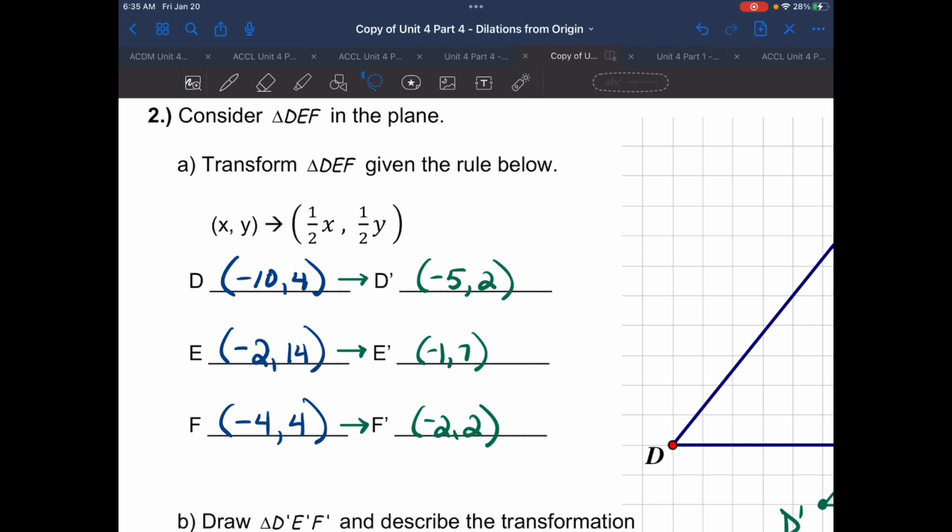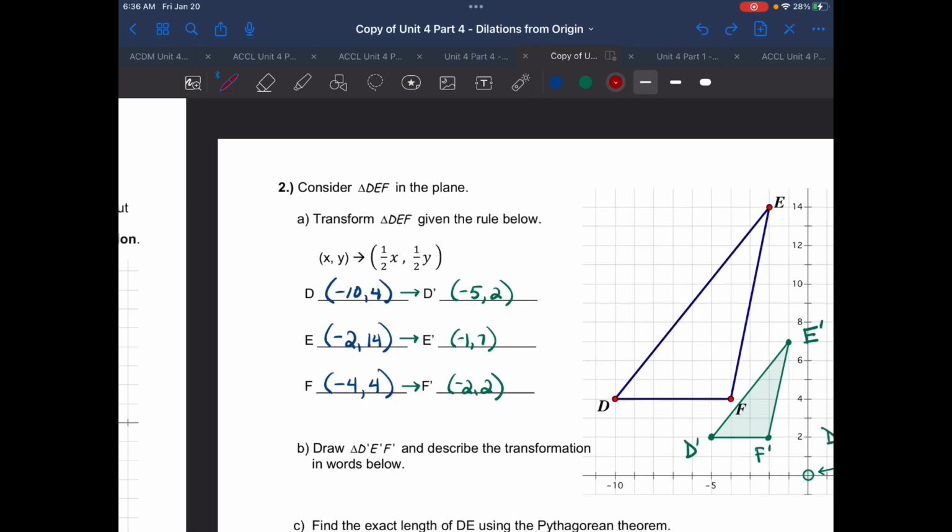Okay, our second dilation here is using the rule 1/2 x, 1/2 y. So similarly to our previous example, we are just going to literally take the scale factor of 1/2 and multiply each of our coordinates by 1/2. Now, what I wanted to make sure you guys are very clear about is if I take 1/2 times x, that's the same as dividing x by 2, right? Multiplying by 1/2 is the same as dividing by 2. So I'm not going to go through each of these, but 1/2 of -10 is -5, and 1/2 of 4 is 2.